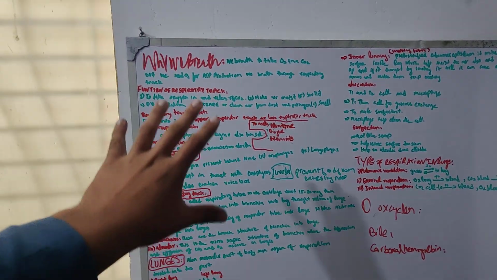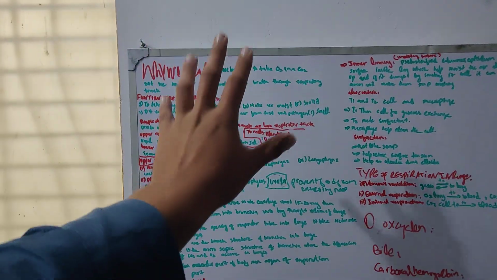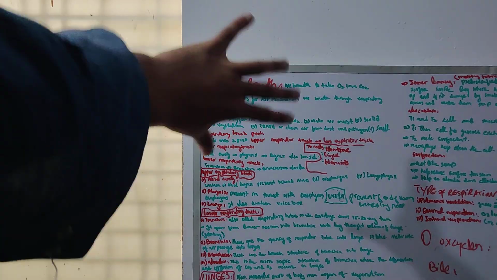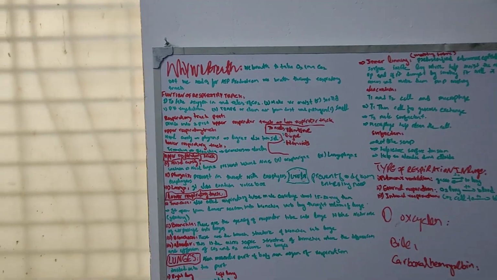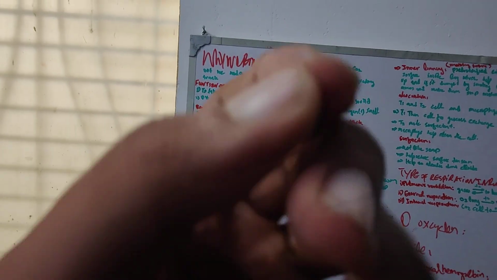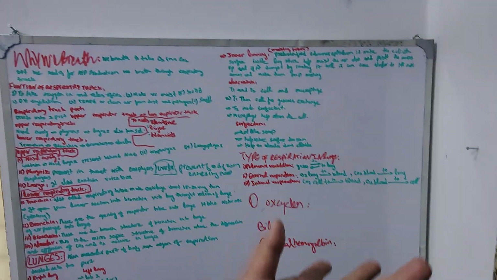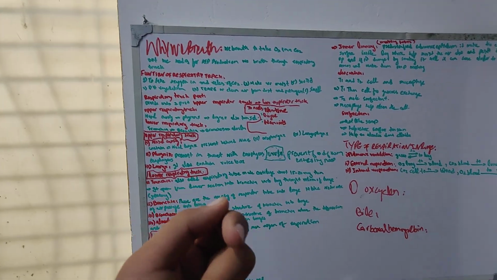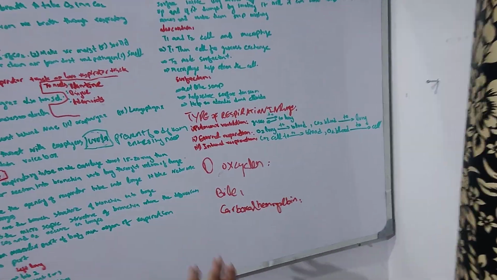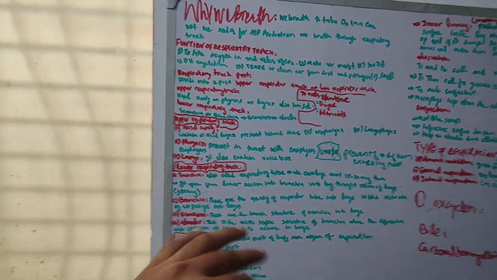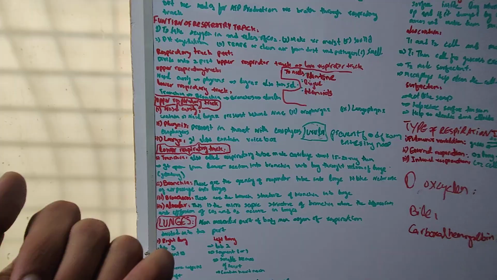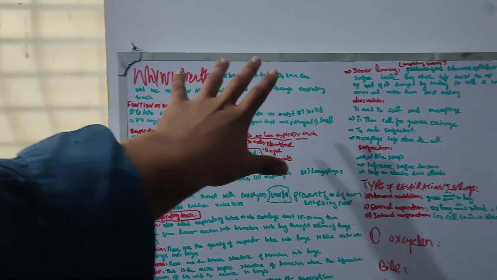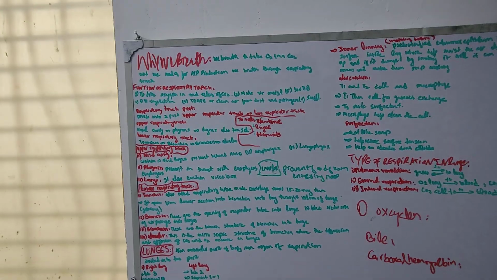Today we are going to study the respiratory tract, some important parts, at least all the parts of the respiratory tract, then the function, then how the respiration occurs, types of respiration, and some facts. We cover almost all parts of the respiratory system.